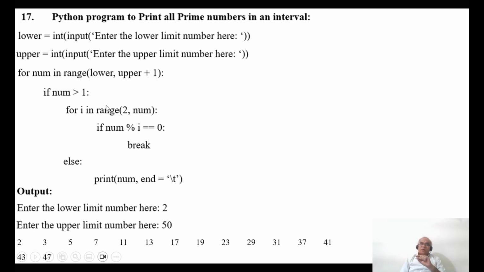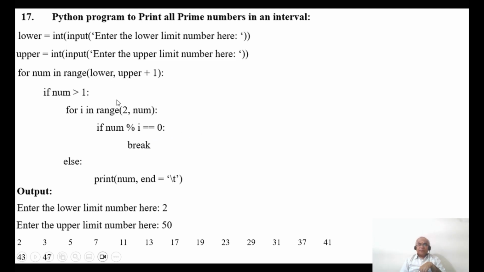Now it goes to 4. Is 4 less than 51? Yes. Is 4 greater than 1? Yes, the condition is true. range(2, 4) means 2, 3. Then what happens? First num is 4. Is 4 % i equal to 0? Yes, 4 % 2 is equal to 0. The remainder is 0, so it breaks that statement. Since the remainder is 0, the condition becomes true.